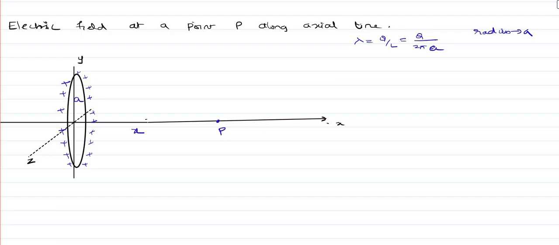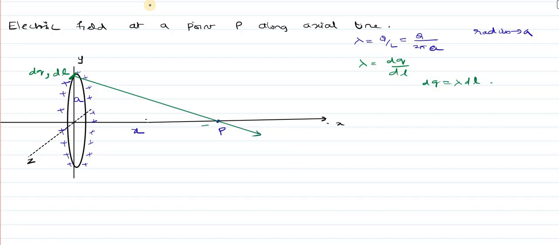That also we know. Since it is a charge distribution, I will consider a small element dl here. What is the charge in that small element? It is dq. So lambda is equal to dq by dl, so dq is lambda times dl. Correct? Due to this small element dl, I need to find the electric field at the point. Correct? Which will be in this direction. Correct?